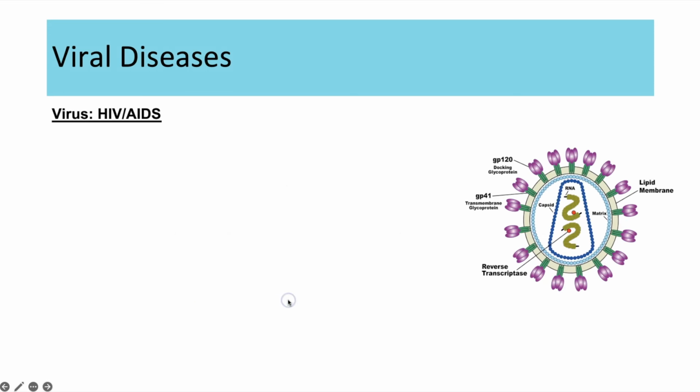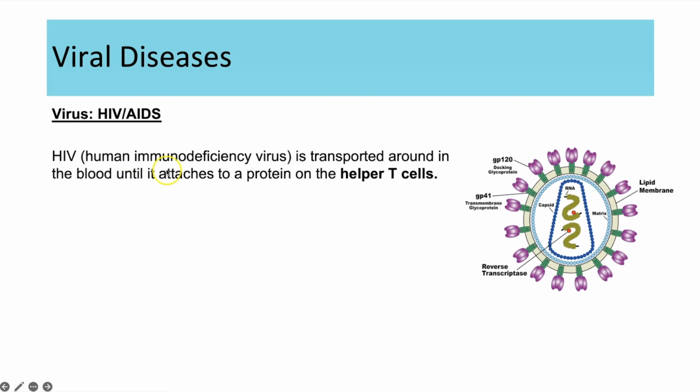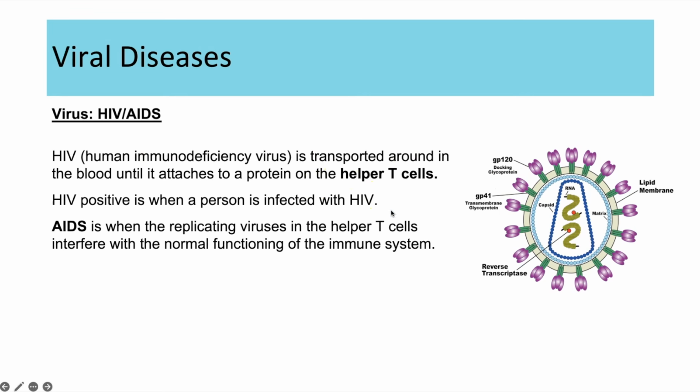So viral diseases then, the first one is HIV, and this can lead to AIDS. HIV, or the human immunodeficiency virus, is transported around in the blood until it attaches to a protein, which is a receptor, on helper T cells, which are a type of white blood cell. HIV positive describes when someone, so a human, is infected with that HIV, so the human immunodeficiency virus.